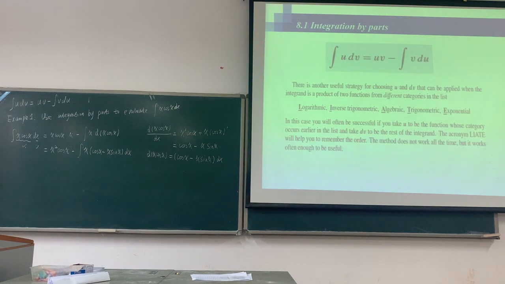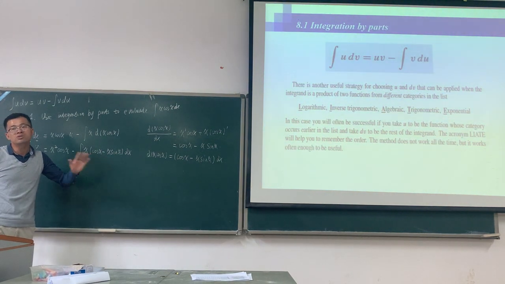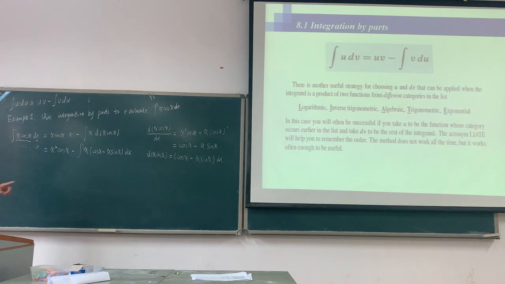So now we can see that this antiderivative is an easy function, but here is a complicated function. So this means if we choose u equal to x times cosine x and v equal to x, this is not a good choice. So we need to find another choice. So for example, we have another choice.